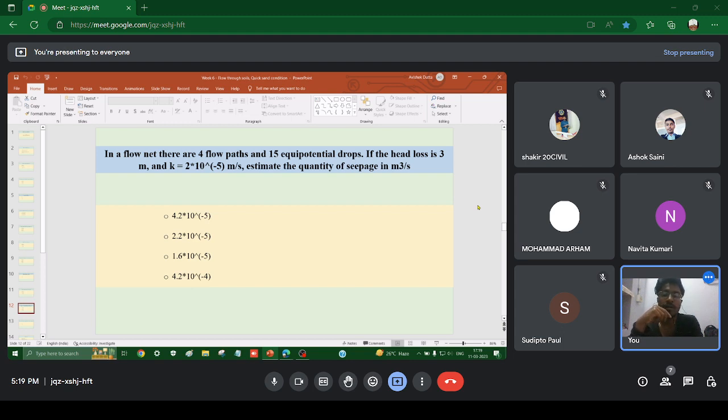The options are 4.2 × 10⁻⁵, 2.2 × 10⁻⁵, 1.6 × 10⁻⁵, 4.2 × 10⁻⁴.